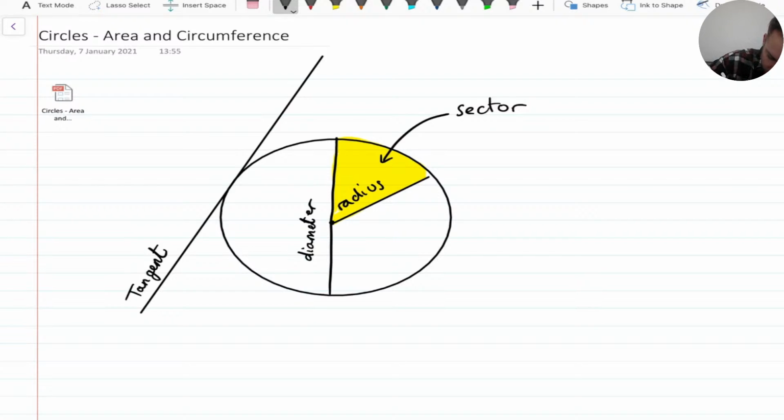We also have, I'm going to do this in a slightly different colour, that there is called a chord, and I'm going to highlight this one in a different colour. This here is called a segment.